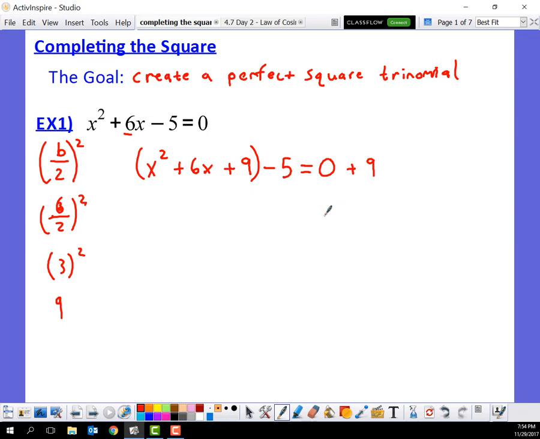Okay, so now here's what we can do. We can clean this up a little bit. We're going to go ahead and factor this perfect square trinomial. And here's why it was so nice for us to do that. x squared plus 6x plus 9 factors to (x plus 3) squared.